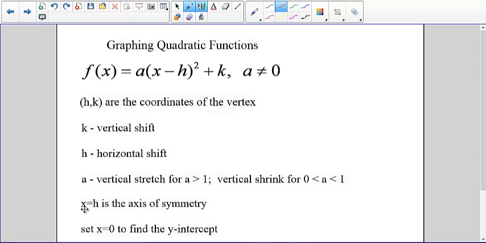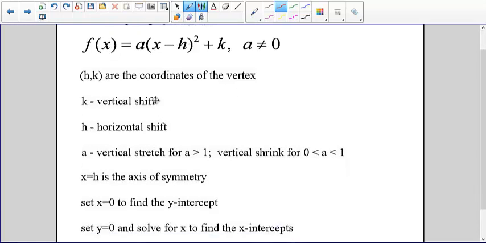The line x equals h is the line of symmetry, axis of symmetry, and you can set x equal to 0 to find the y-intercept, but sometimes it's easier to put it into the original equation instead of the standard equation. And then you set this equal to 0 to find the x-intercepts, and you bring this over to the other side, divide by a, take the square root, and that works. As long as you don't get the square root of a negative number. If you do, then you say, okay, I don't have any intercepts.